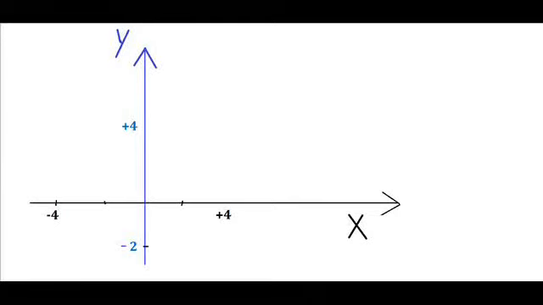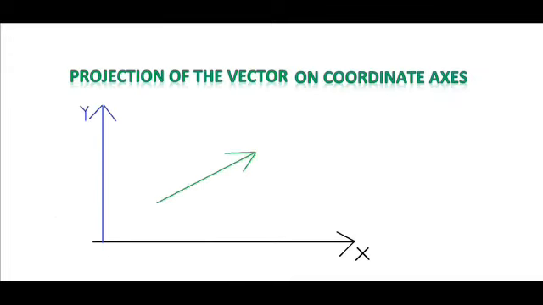In this video we are going to see the projection of the vector, and for this we have to know that on the x-axis we have a negative number on the left and a positive number on the right, and on the y-axis we have positive numbers above, and below it is going down. When we go down it's negative.